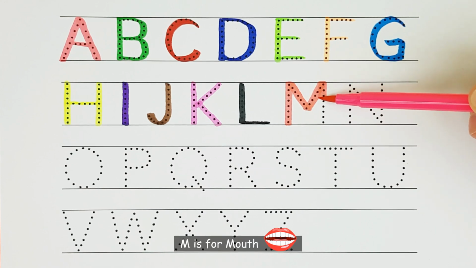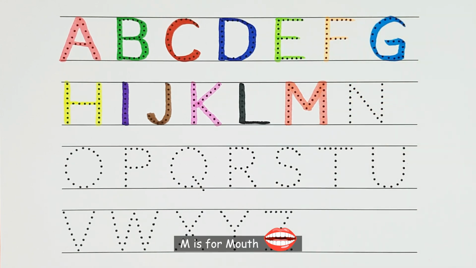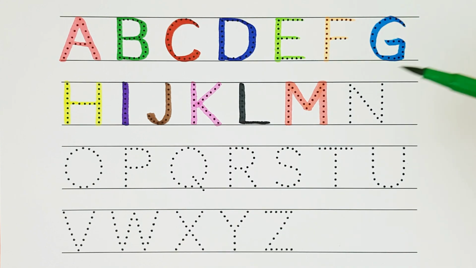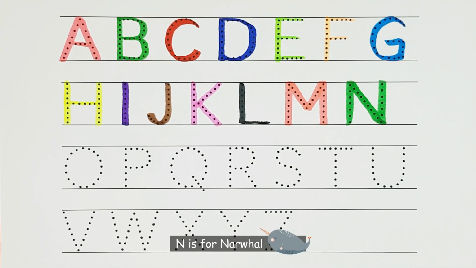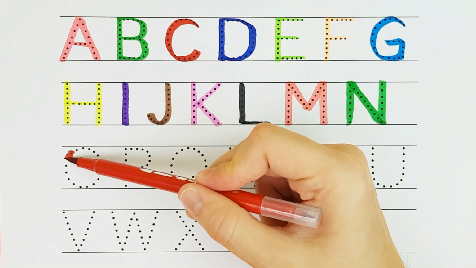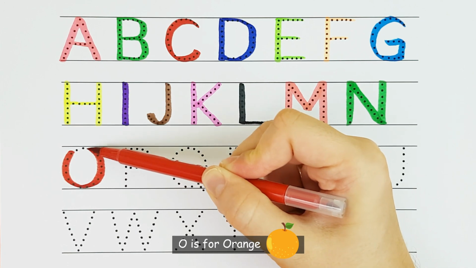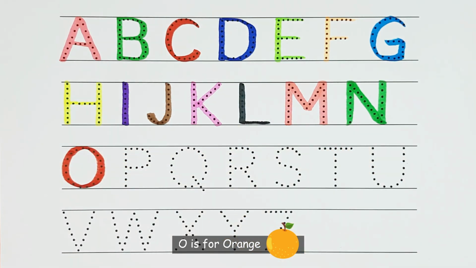M. M is for mouth. M. N. N is for narwhal. N. O. O is for orange. O.